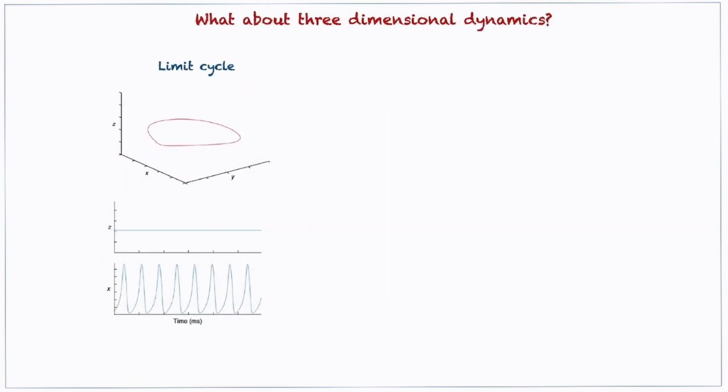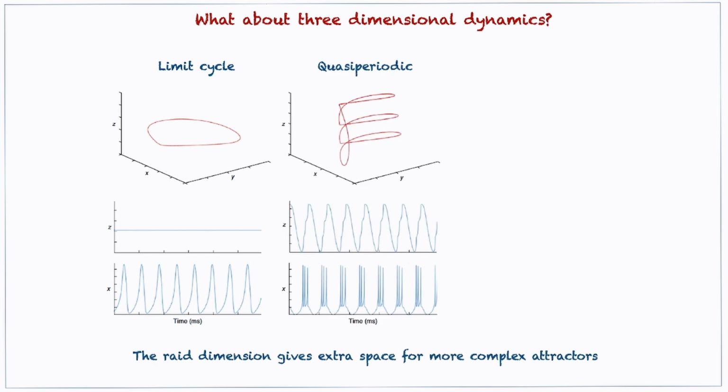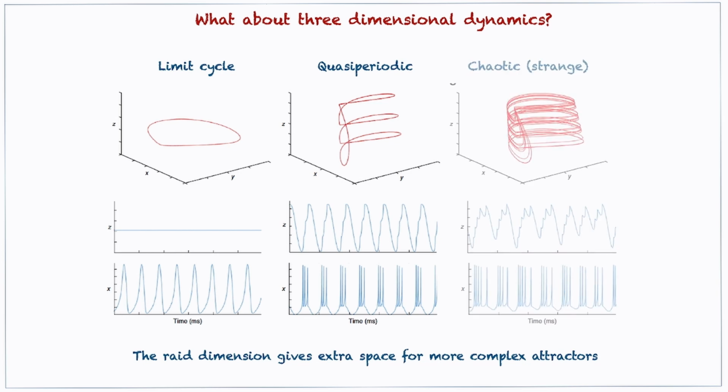What about 3-dimensional dynamics? We had our limit cycle in 2 dimensions, but adding a third dimension gives extra space for more complex attractors. So now we can go up and down in the Z direction and we can turn these limit cycles on and off. And this is a form of bursting. And the attractors don't have to go back on themselves, and when they don't, they're called chaotic attractors.